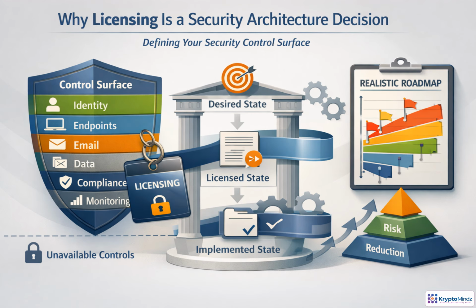Licensing shapes the Microsoft 365 security control surface. It affects what you can enforce across identity, devices, email, data, compliance, and monitoring. A control may be a best practice, but if the capability is not licensed, it cannot be part of the real design. Strong architecture separates three things: the desired state, the licensed state, and what the team can realistically implement.